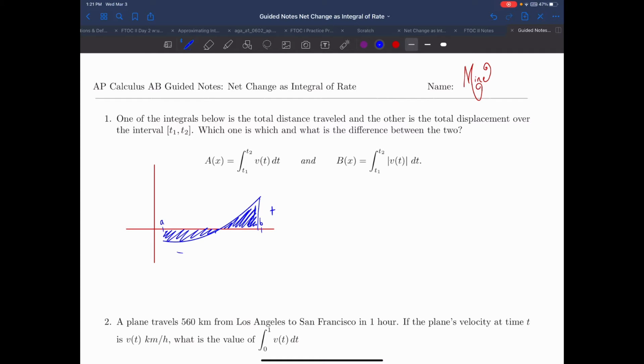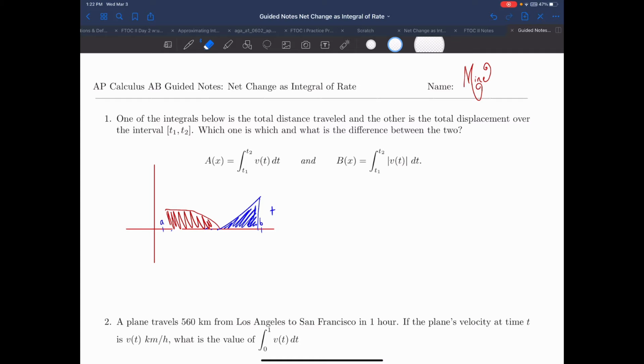So if you're just calculating an integral, it's just going to give you the net result of the positive and negative areas. If I take the absolute value of this, it would take the part below the axis and flip it above. So the absolute value of this would simply be above the axis.